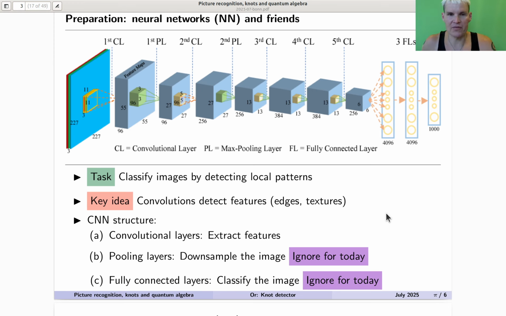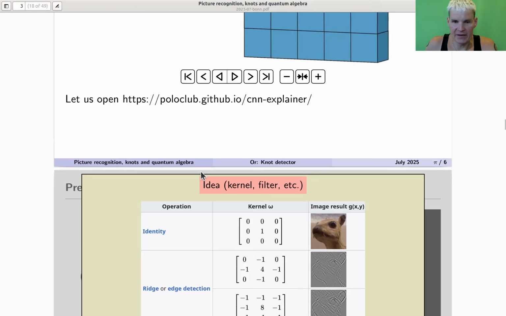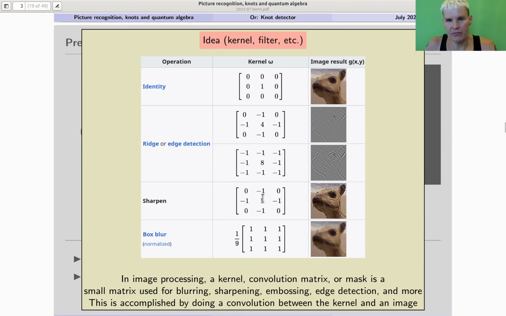But essentially it works as follows. You have many, many layers. So think of this as an approximation of a function. And you have convolutional layers, and then you have pooling layers and fully connected layers. And I completely ignore the pooling and fully connected layers. The convolutional layers, this is where the name comes from, they should extract features. And you have plenty of them.